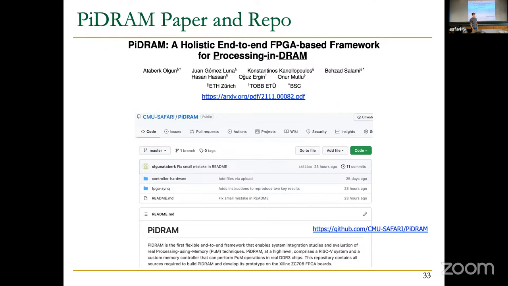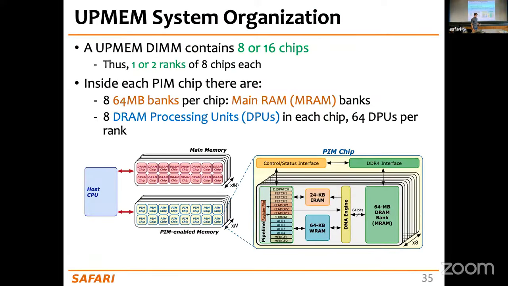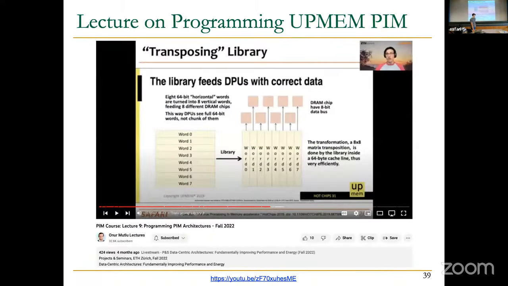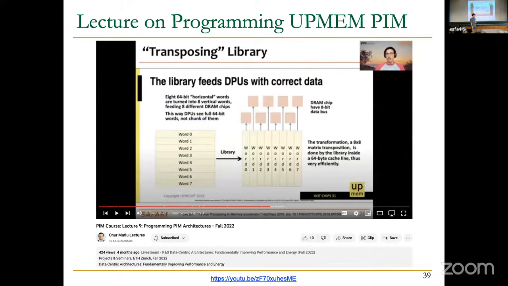Okay, feel free to ask any questions whenever needed. More things that we need to worry about if we want to enable processing in memory in the real world: programming models and code generation. You are already learning how to program this UPMEM PIM system. We have described the challenges to implement code for this PIM system. We have talked about inter-DPU communication and about the transposition library.